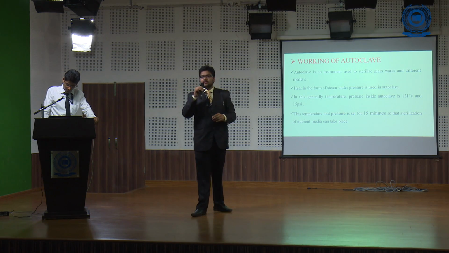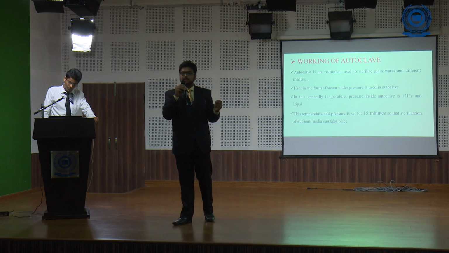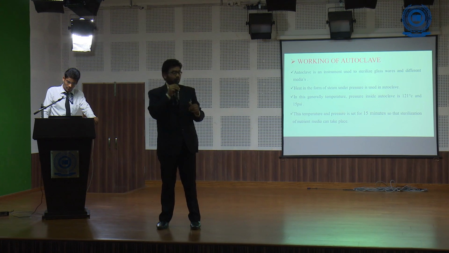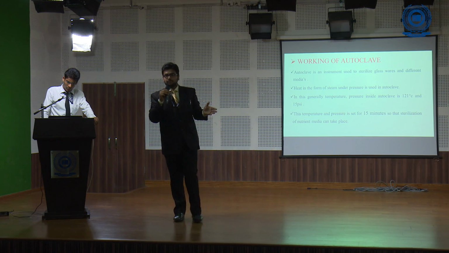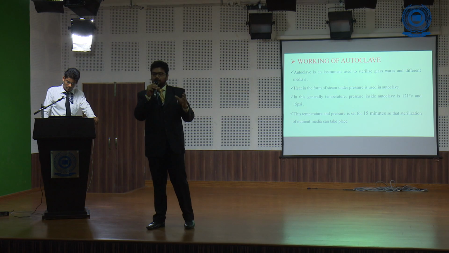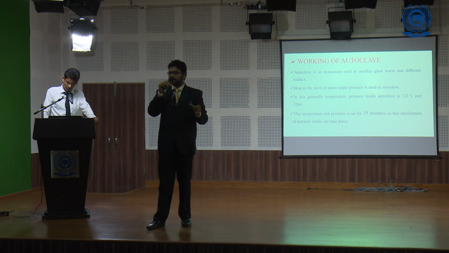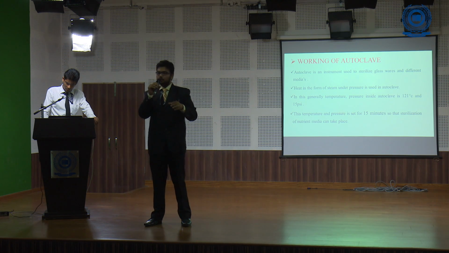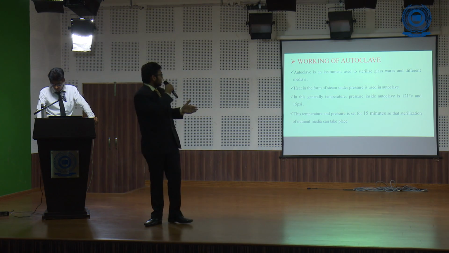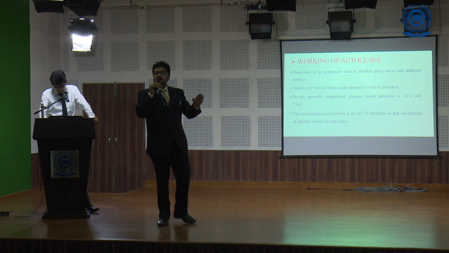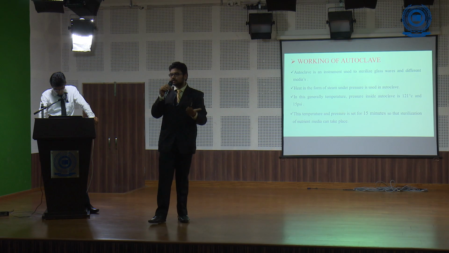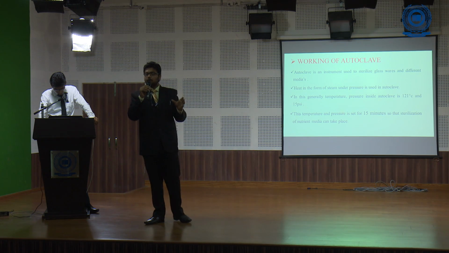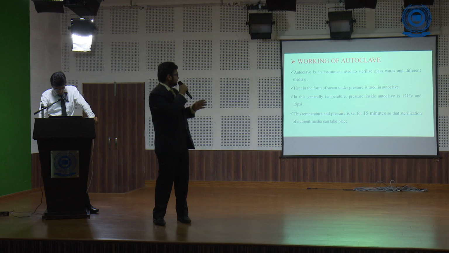Autoclave working. As I told you about the instrument, its principle, and its construction, now I would like to introduce you to how that instrument works. Basically, it is an instrument which is used to sterilize glassware, that is the apparatus which we use in the laboratory, and the different types of media which we use in the laboratory to perform our experiments. Basically, heat in the form of saturated steam, that is conversion of water into steam, is used in the autoclave to kill the microorganisms to make the product sterile.